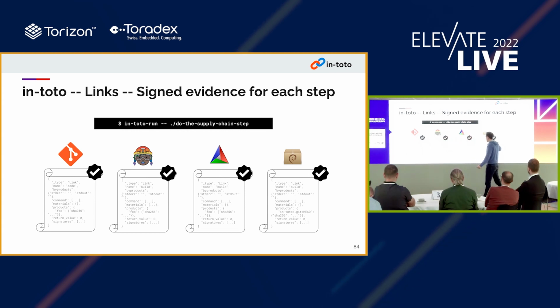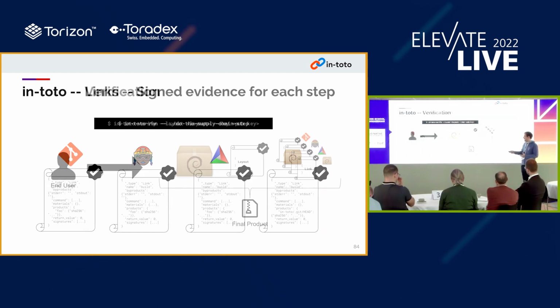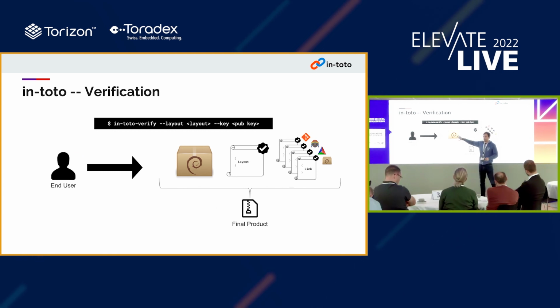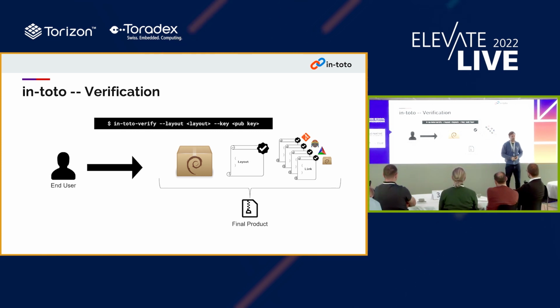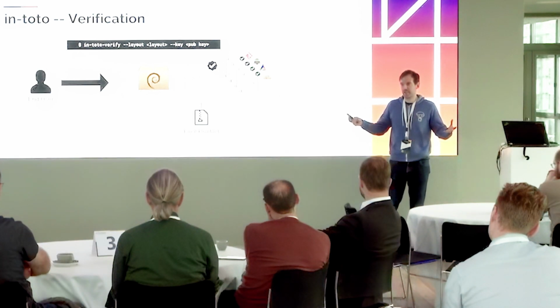In this example I have here, each of these four steps has a party go through and generate a piece of link metadata. Then with this link metadata and the layout and the thing it's over, you can go and check this and cryptographically verify on the end user's side that everything happened the way it's supposed to happen, right?